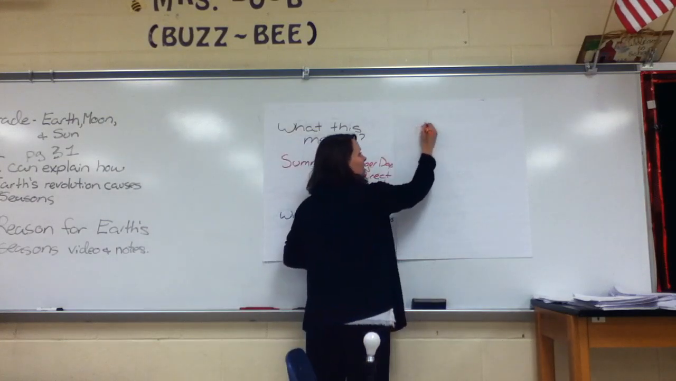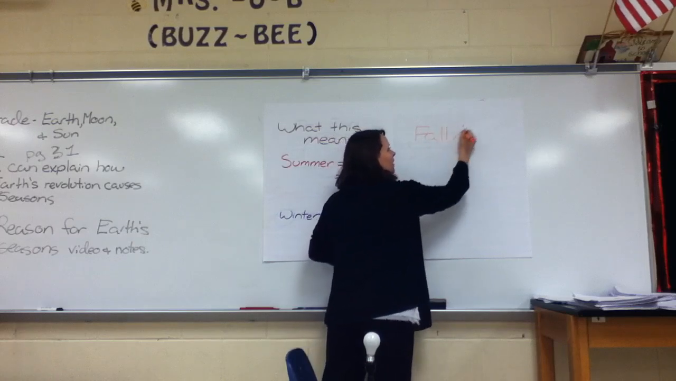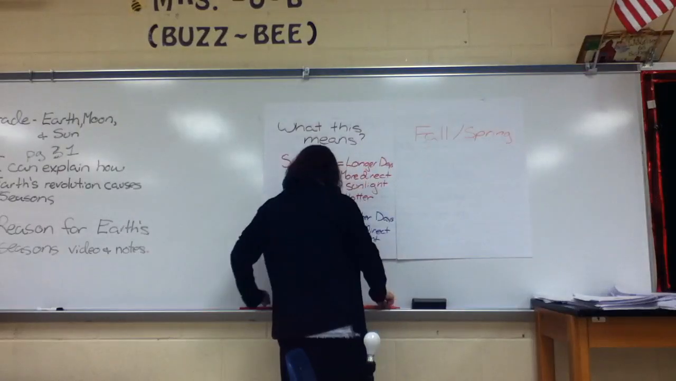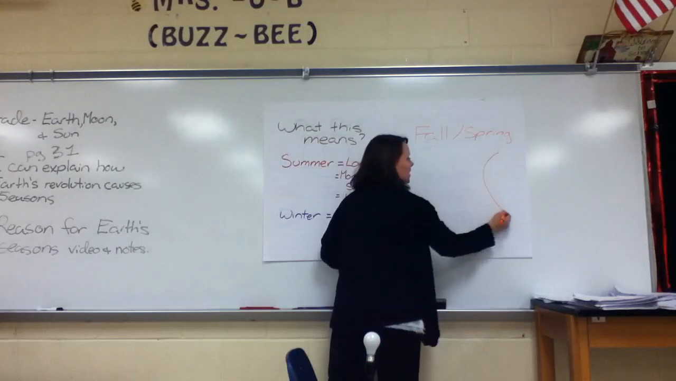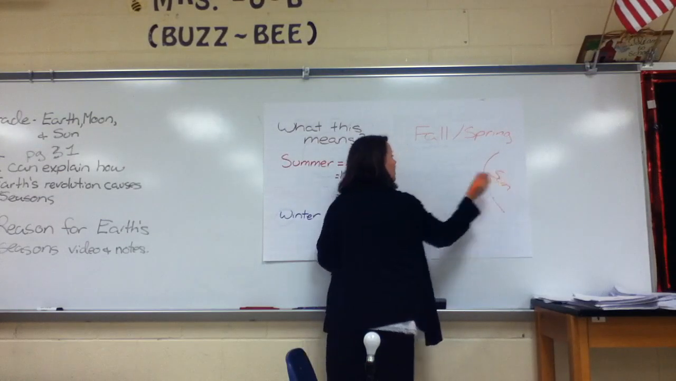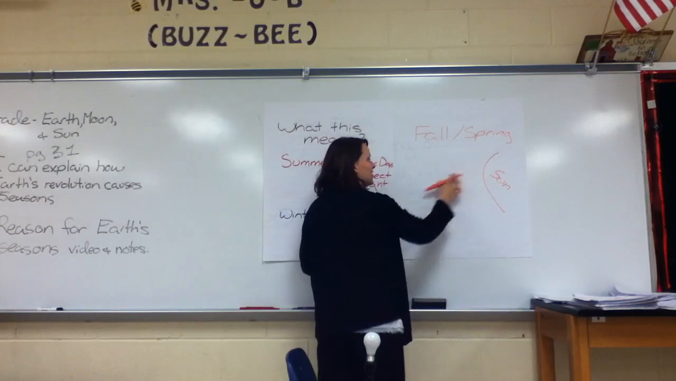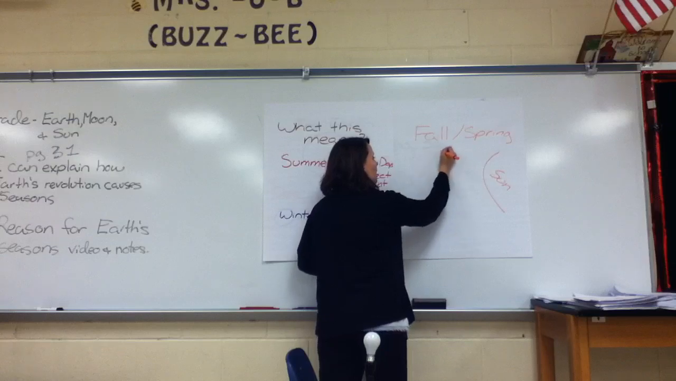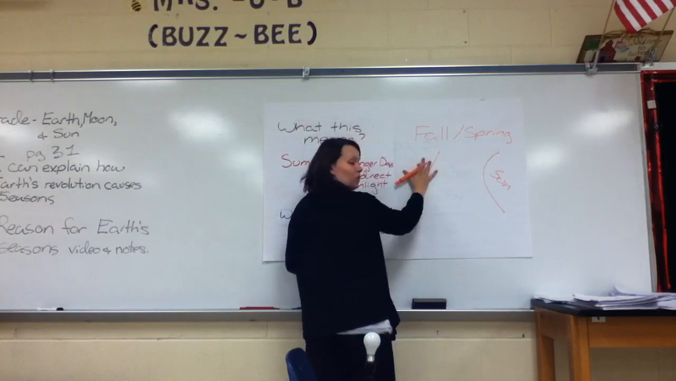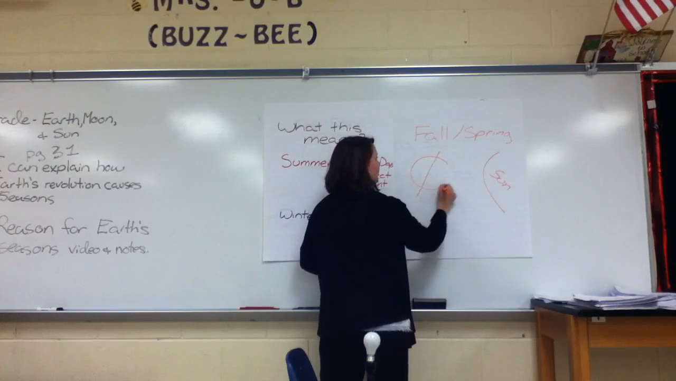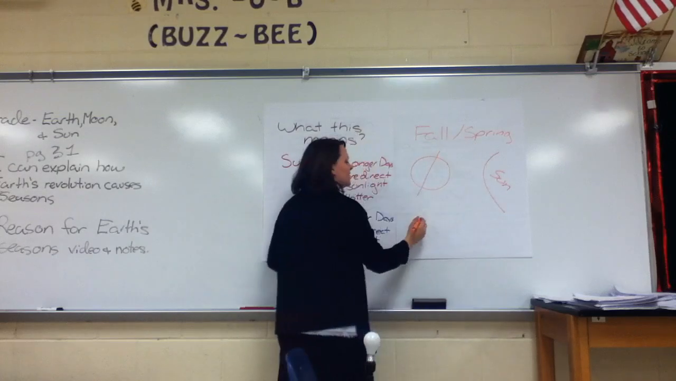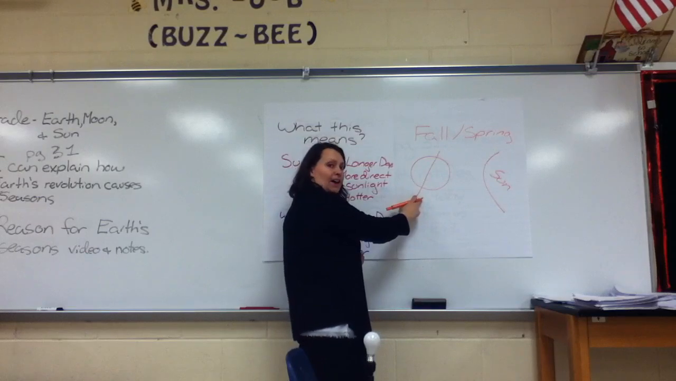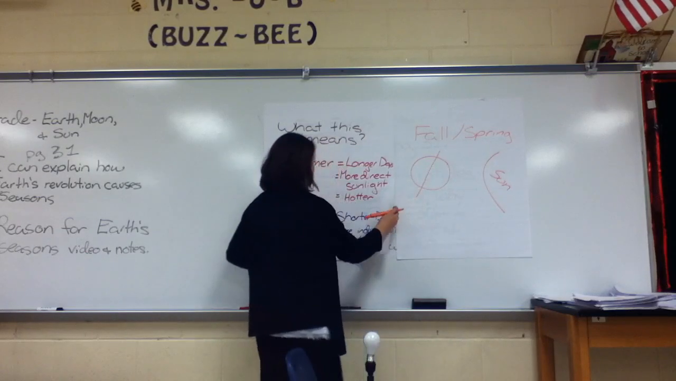Fall and spring occur when the Earth is perpendicular to the sun, meaning that the axis does not point at the sun or away from the sun, but is on the same level. This is why fall and spring have the same amount of sunlight, and they also have the same amount of temperature changes.